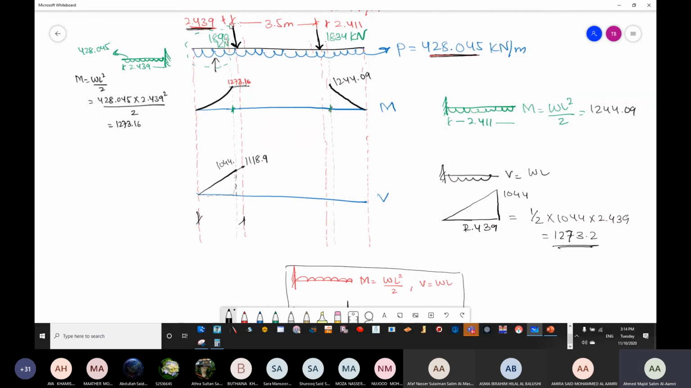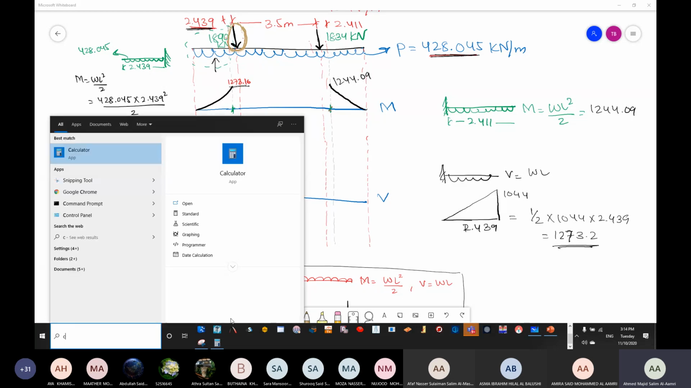And then we have a point load. How much is the value of the point load? Is the point load taking you down or up? This point load, after you went up because of the pressure, will take you down or up? It will take you down. What is the value?